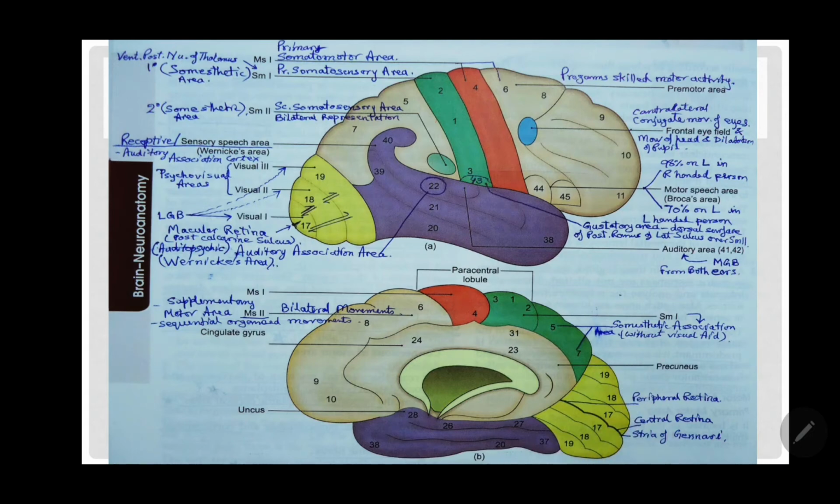Let me tell you the importance of this sulcus, which is mainly responsible for the primary visual cortex. That area is area number 17, and that sulcus is called the calcarine sulcus. You are seeing here, this is the calcarine sulcus. Got it?